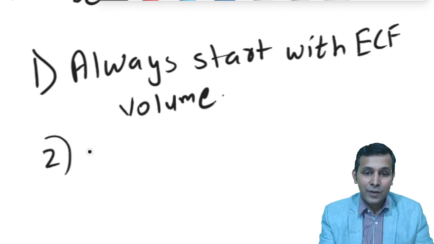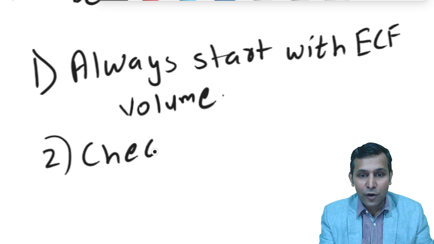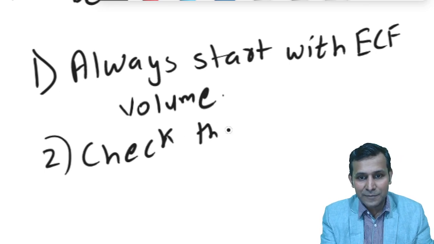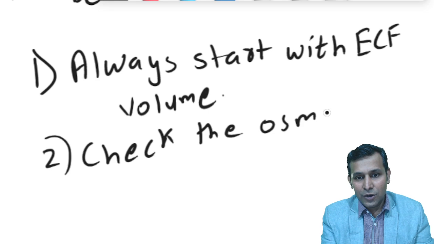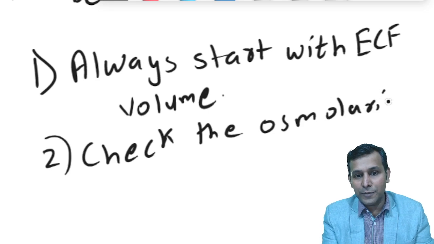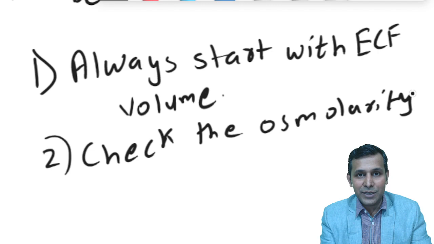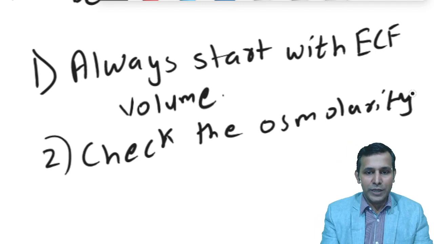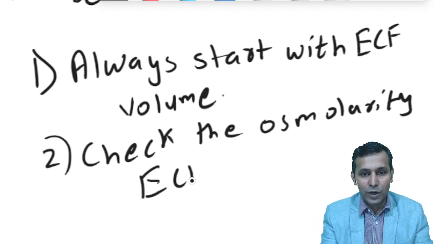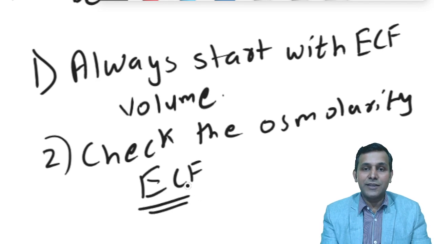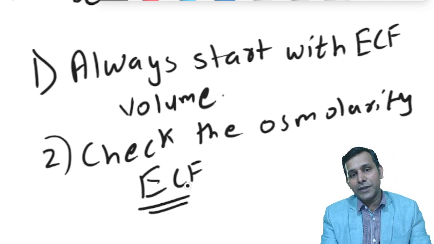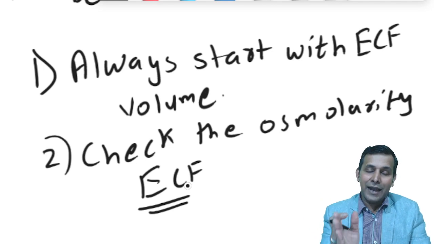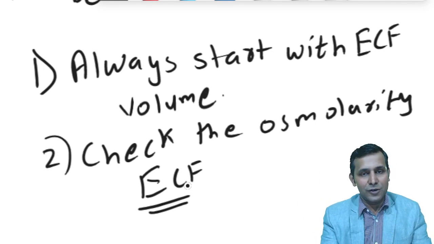Then check the ECF osmolarity. Although osmolarity is going to equilibrate, to initiate, we'll go for ECF osmolarity, because you're going to plot them, we're going to read them. So ECF volume and ECF osmolarity, and finally the ICF volume and ICF osmolarity.